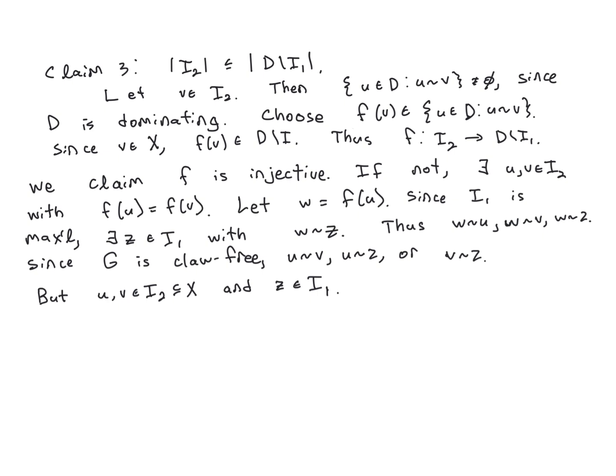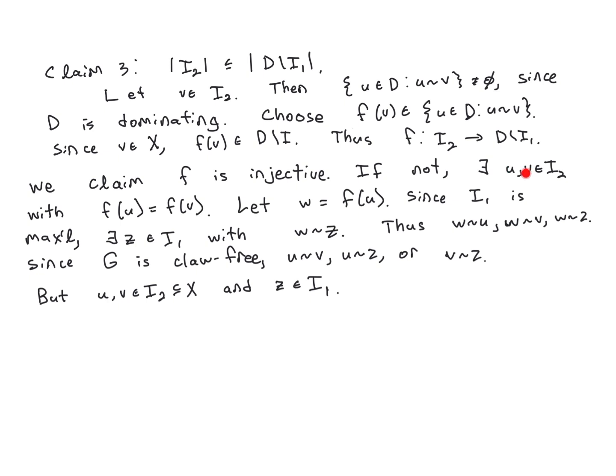Since little v was in I2, and I2 is a subset of X, we know little v is in X. Since this was our leftover set, that means in particular, v can't be in the neighborhood of any of the vertices in I1, and so that tells us this f of v actually has to be in D take away I1. And thus, this function really is a function from I2 to D take away I1. So now we need to claim this function is injective.